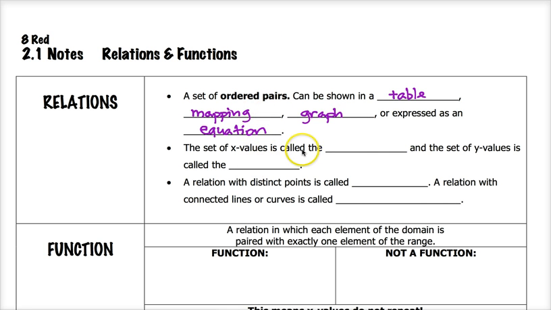The set of x values in a relation is called the domain, and the set of y values is called the range. If we have a relation with distinct points on a graph that would look like a scatter plot where the points are not connected, we call that a discrete relation. And if it's a relation on a graph with connected lines or curves, that is called continuous.